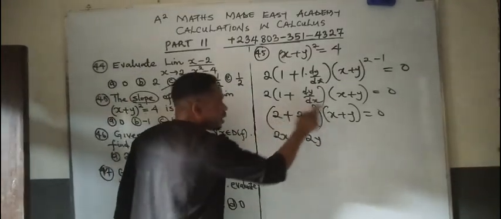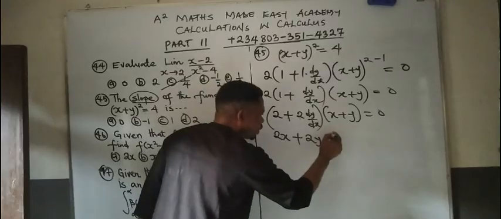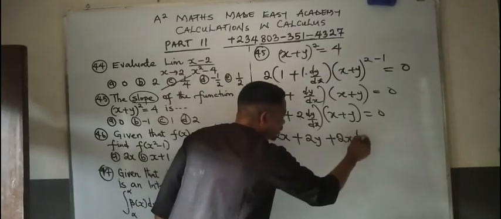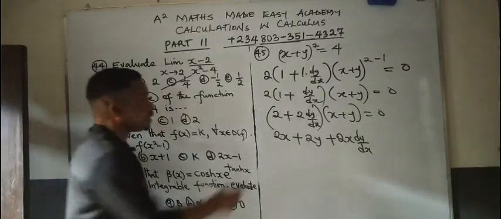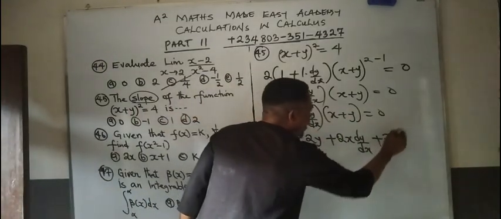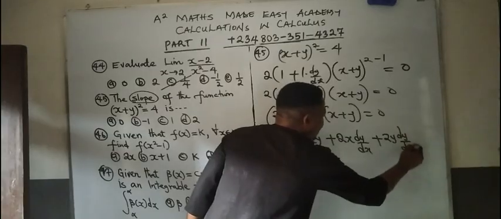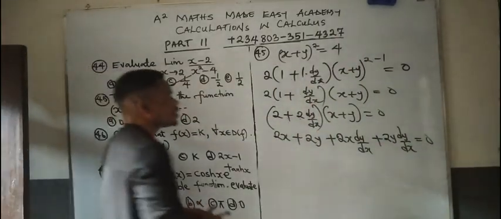I will now use this and open the bracket. Plus 2 dy dx times x will give us plus 2x. Then dy all over what? dx. Have I made myself clear? Then 2 dy dx times plus y will give us plus 2y. Then dy all over what? dx. Everything should be equal to what? 0.